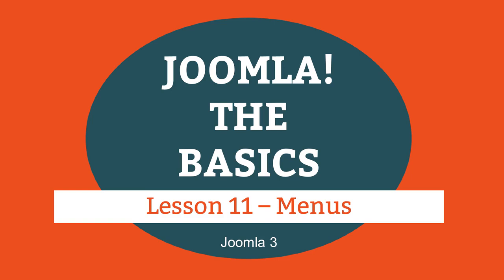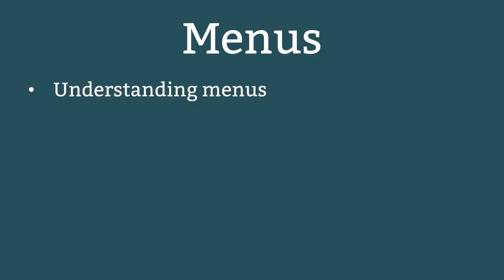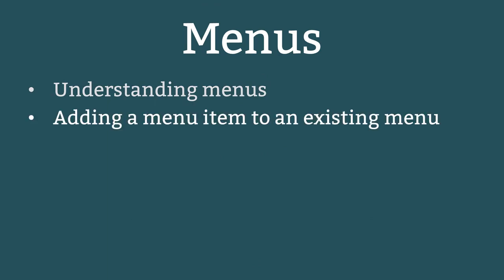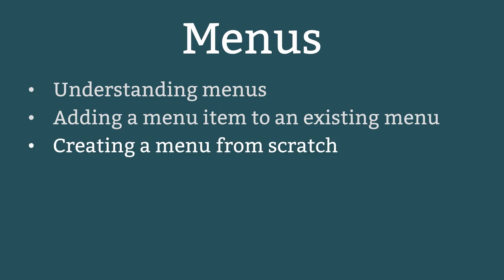This is lesson 11 of 16 lessons on how to build a Joomla website. This lesson is about Joomla menus, and the topics are understanding menus, adding a menu item to an existing menu, and creating a menu from scratch.